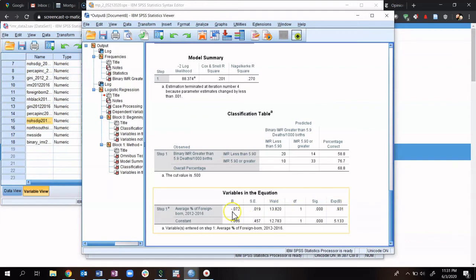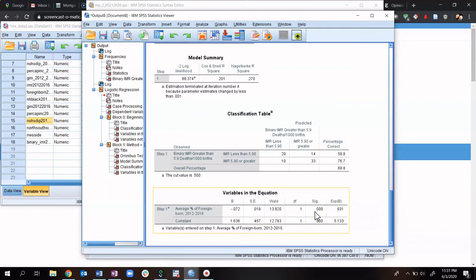So you take negative 0.072 and do an exponent and you get an odds ratio of 0.931. Okay, so that is what we always look at and interpret. In addition to that, we also look at the significance column. In this case, it's right here, it's 0.000, indicating that we have a p-value of less than 0.001.